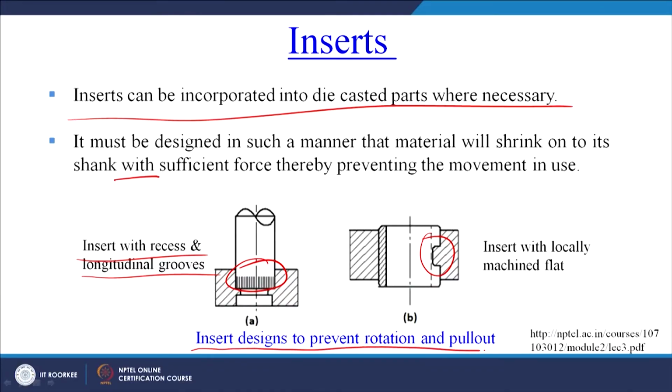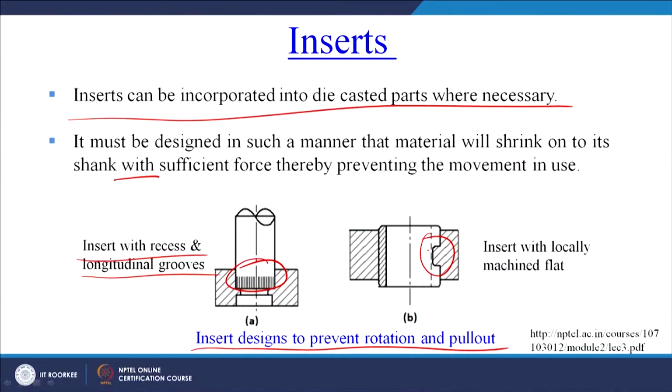Metal will go and solidify outside, at the periphery of the insert, and the insert will become an integral part of our final product. So this insert's design prevents rotation and pull out. It will prevent the rotation of the insert inside, and it will prevent the pull out of the insert during use. These types of insert design modifications can be done when the insert has to be put inside the product which is to be made by the die casting process.